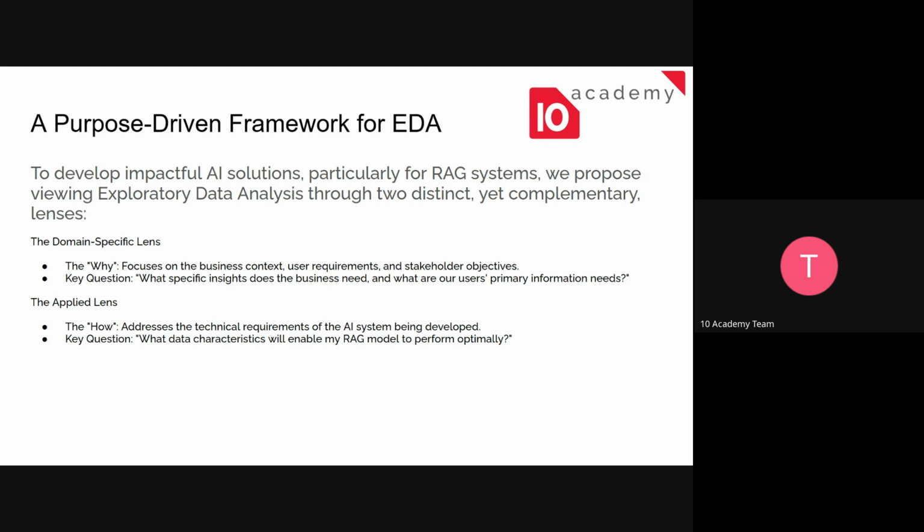When we come to the applied lens, it is the how. We already know the reason. On the how, we will try to address the technical requirements of the system being developed: how are we going to develop this, and what are the requirements? This will help us know what data characteristics will enable the RAG system or RAG model to perform optimally.